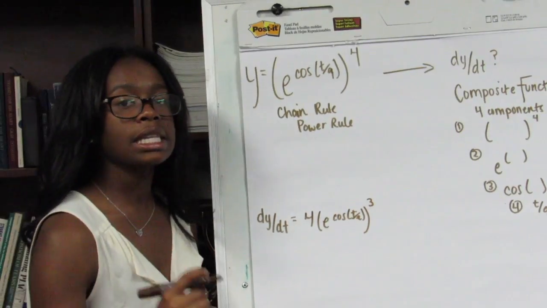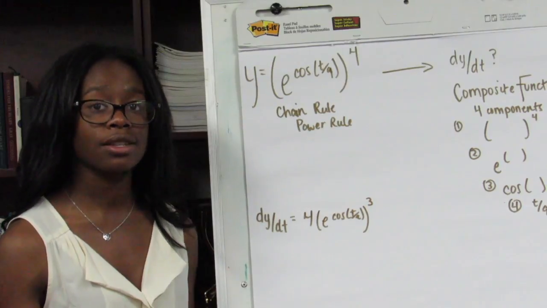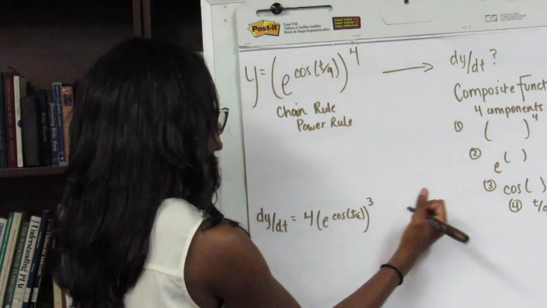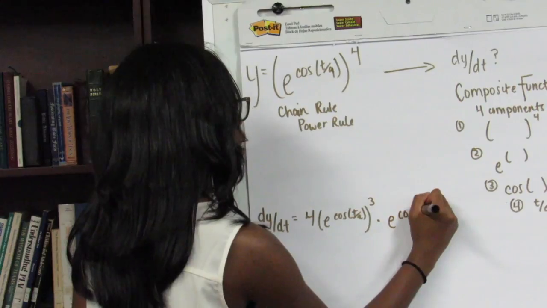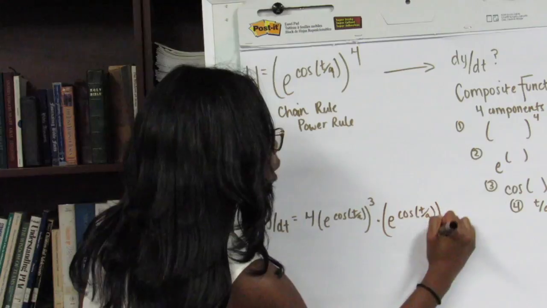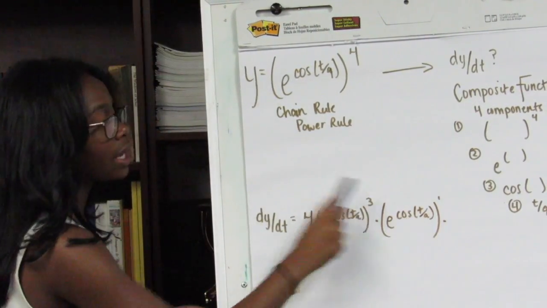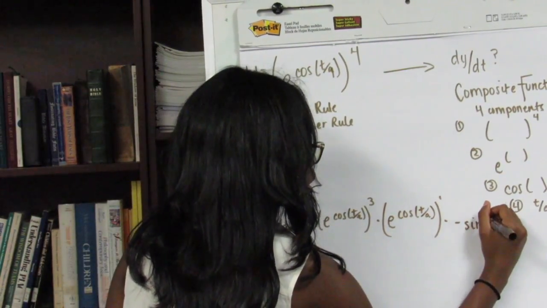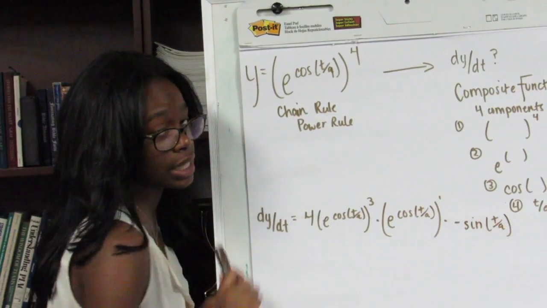The derivative of e to the something is e to the something times the derivative of whatever e is being raised to. So here, the derivative of e to the cosine of t over 9 is e to the cosine of t over 9. And here we have one of these, so I'm just going to raise it to the first power, times the derivative of cosine of t over 9, which is negative sine of t over 9, times the derivative of this function t over 9.